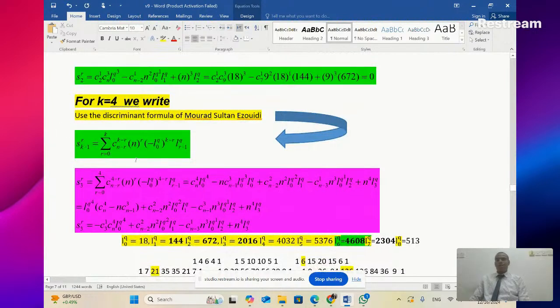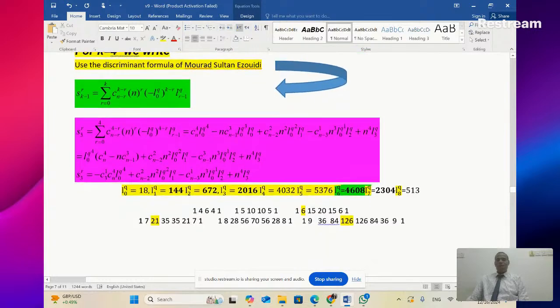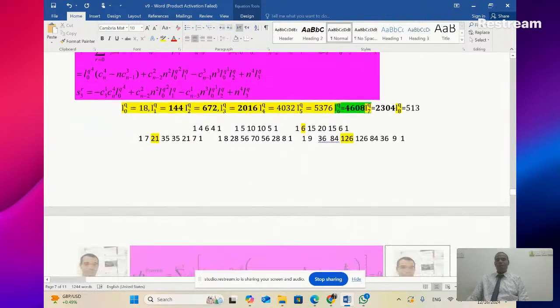Go to the theorem of Mr. Murad, that is named as the Murad Sultan discrete formula. So I will just focus on this term, that will simplify. Okay, so I will now apply and make the substitution. I will obtain the following.